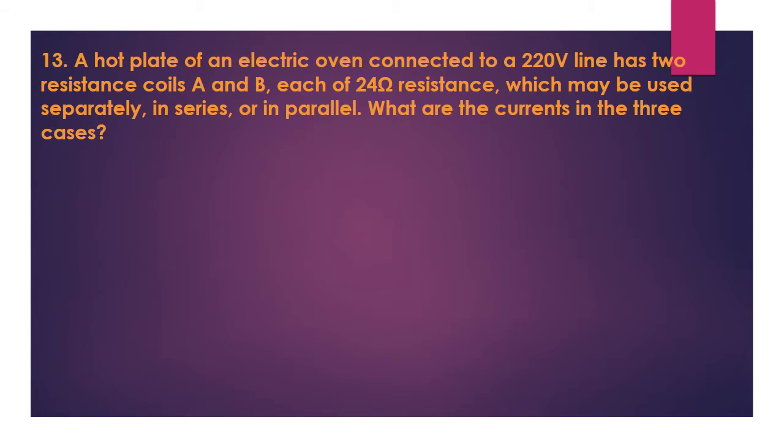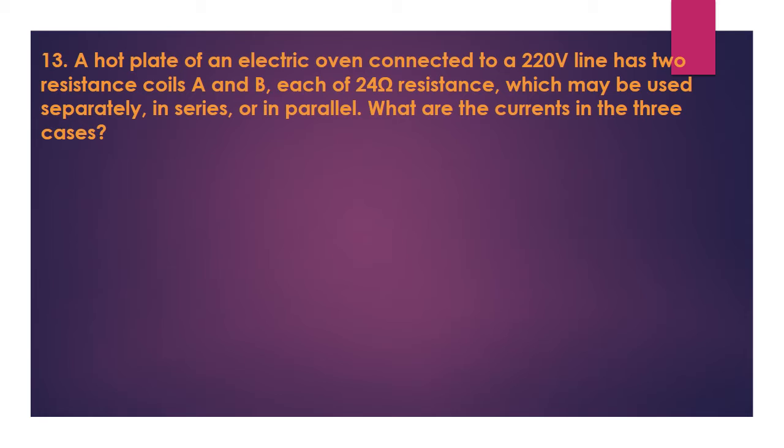Question number 13. A hot plate of an electric oven connected to a 220 volt line has two resistance coils A and B, each of 24 ohm resistance, which may be used separately, in series or in parallel. What are the currents in the three cases? So children, here we have to find out three answers.